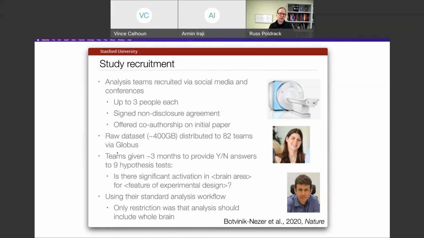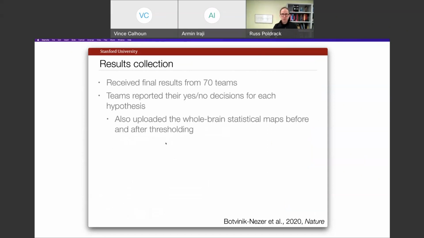We gave out the raw data set along with, if they wanted it, pre-processed data using fMRIPrep. About half the teams used our pre-processed data. We gave them about 3 months to give us yes/no answers on 9 hypothesis tests, which were of the form: is there significant activation in some particular brain area for some particular aspect of the experimental design? We told them to analyze the data as if it was a study in their own lab, using their standard analysis workflow. The only restriction was that it needed to be a whole brain analysis. Of the 84 teams that took the data, we got results back from 70.